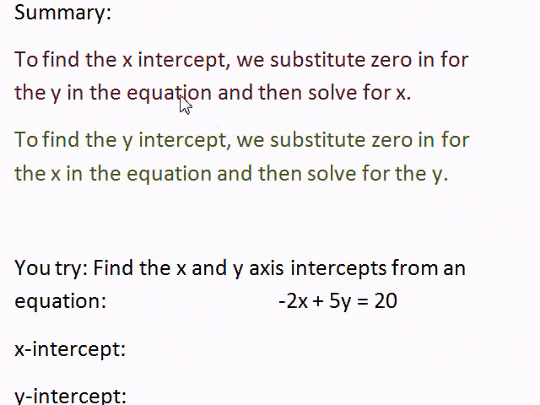So to summarize, to find the x-intercept, we're going to substitute 0 in for the y in the equation, and then solve for x. To find the y-intercept, we're going to substitute 0 in for the x in the equation, and then solve for y. In other words, you put 0 in for the opposite letter you're trying to find.